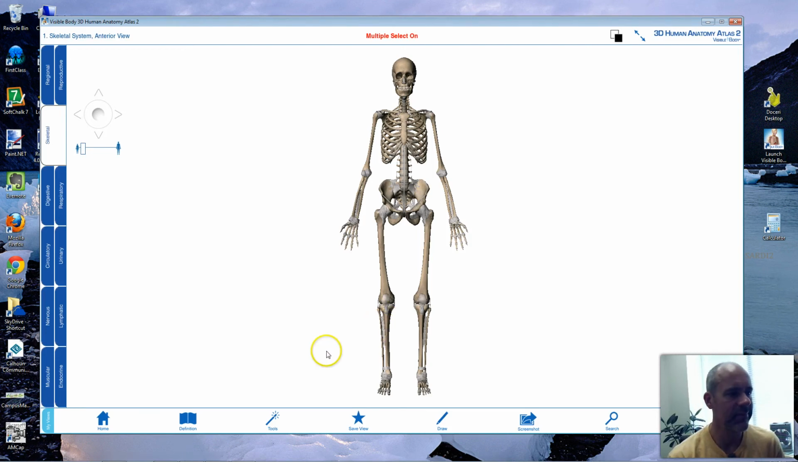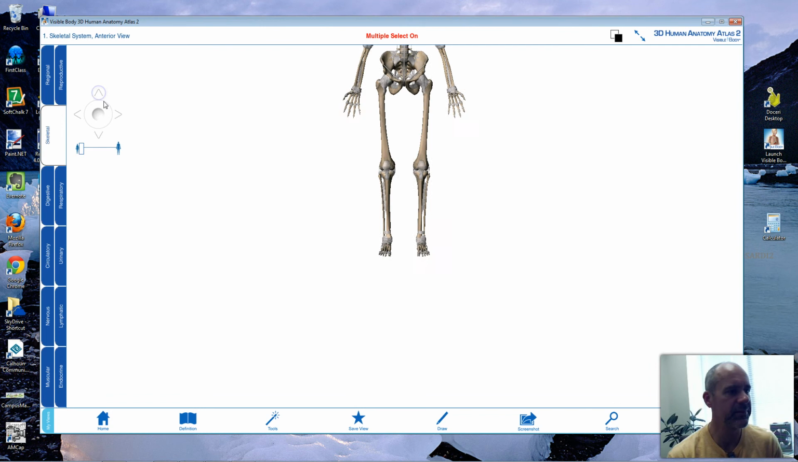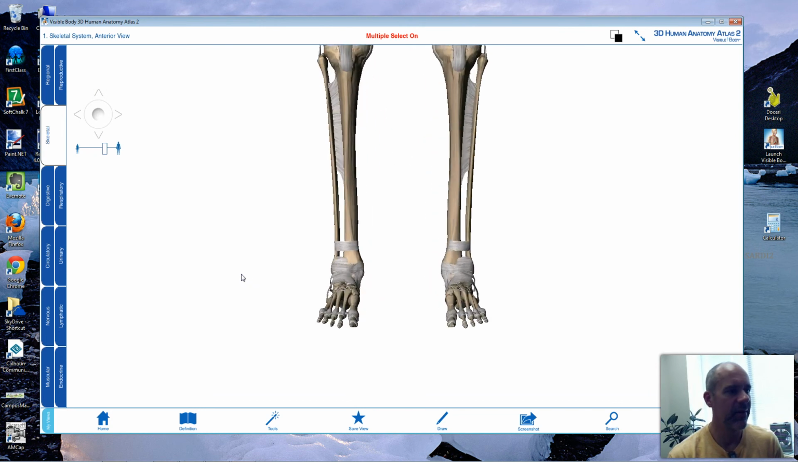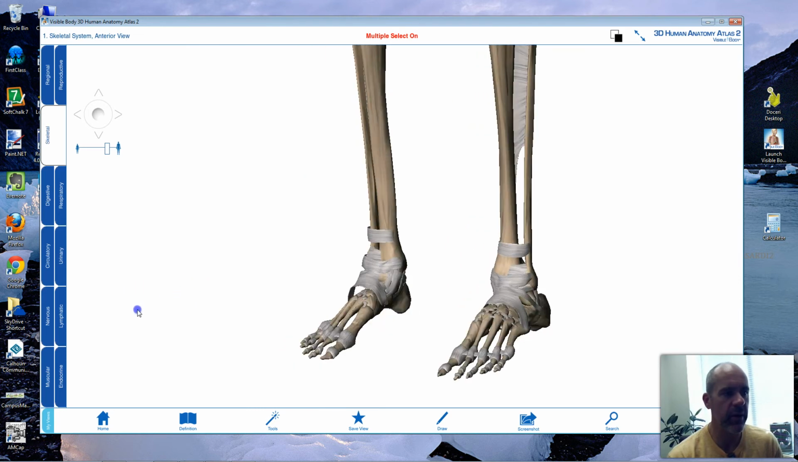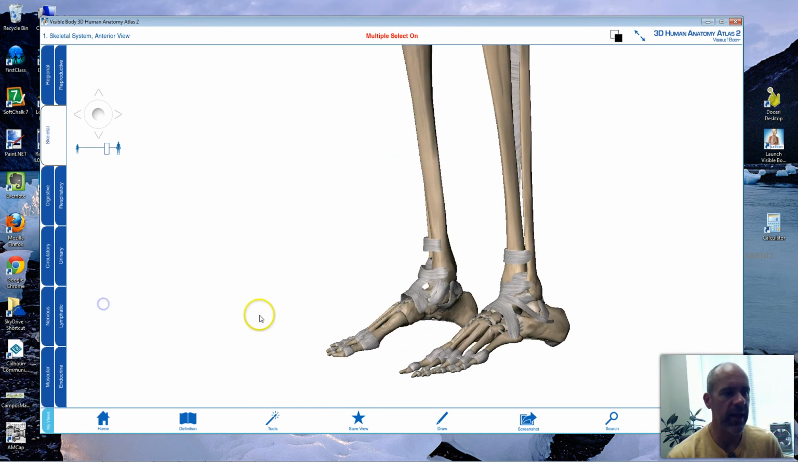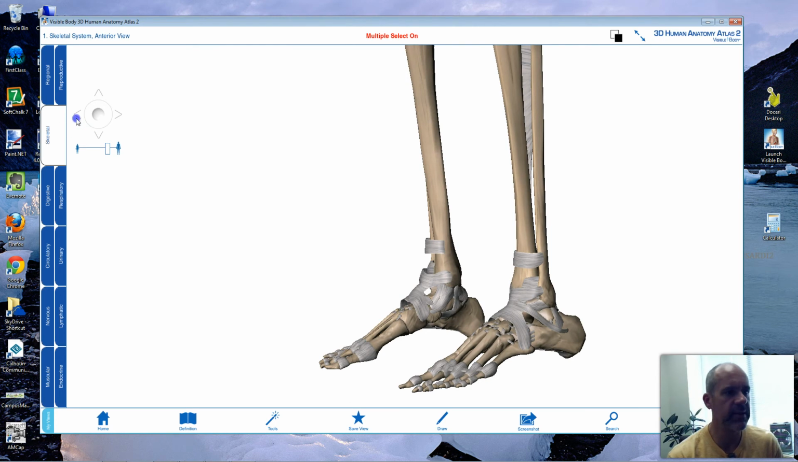Okay, last video for the skeletal system. We're going to zoom in down here towards the feet, and we're going to talk about the ankle bones, and then also the bones of the feet. And they're not too hard. Let's take a look over here at the left foot and the left ankle.